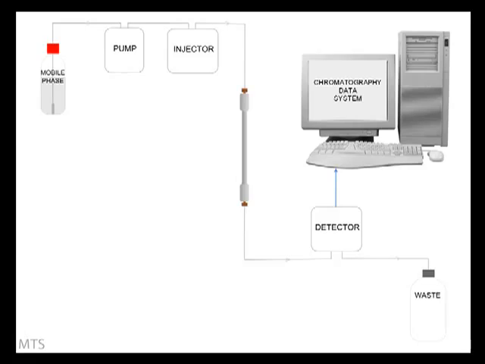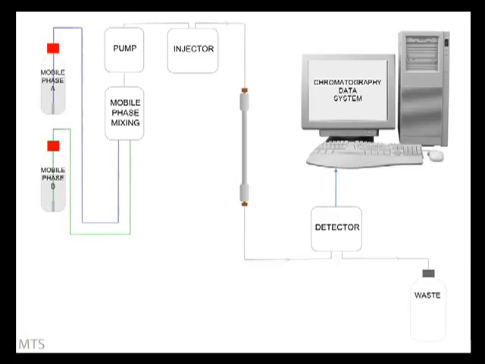In gradient analysis, the composition of the mobile phase is changed during the course of the analysis. To enable this, we need another mobile phase reservoir and some way of mixing the two. The mixing may be performed before the pump, as shown here, in which case it is not yet under pressure and is called low pressure mixing.